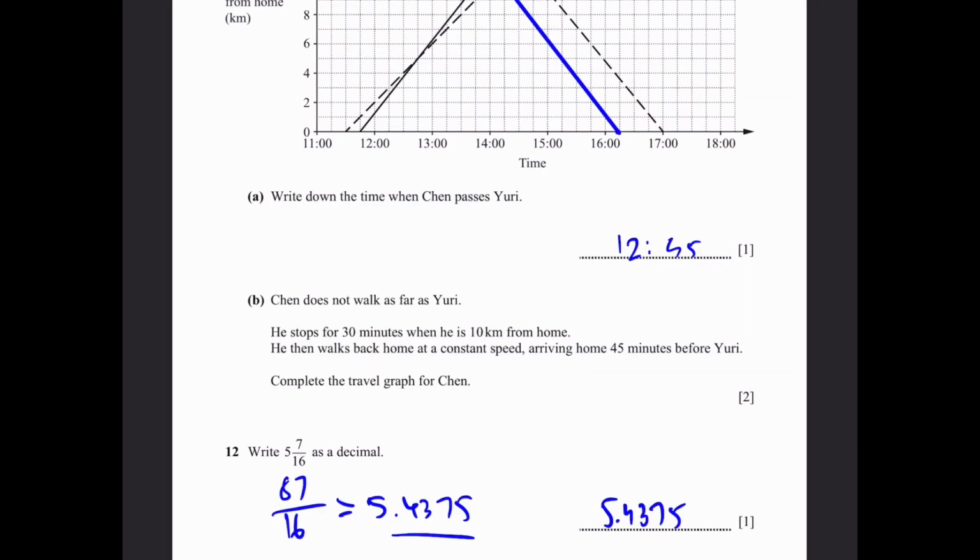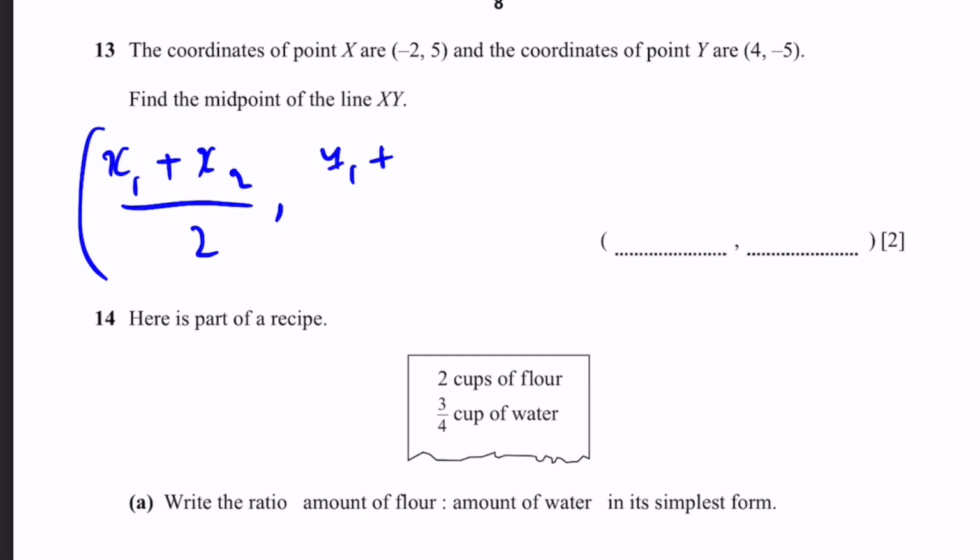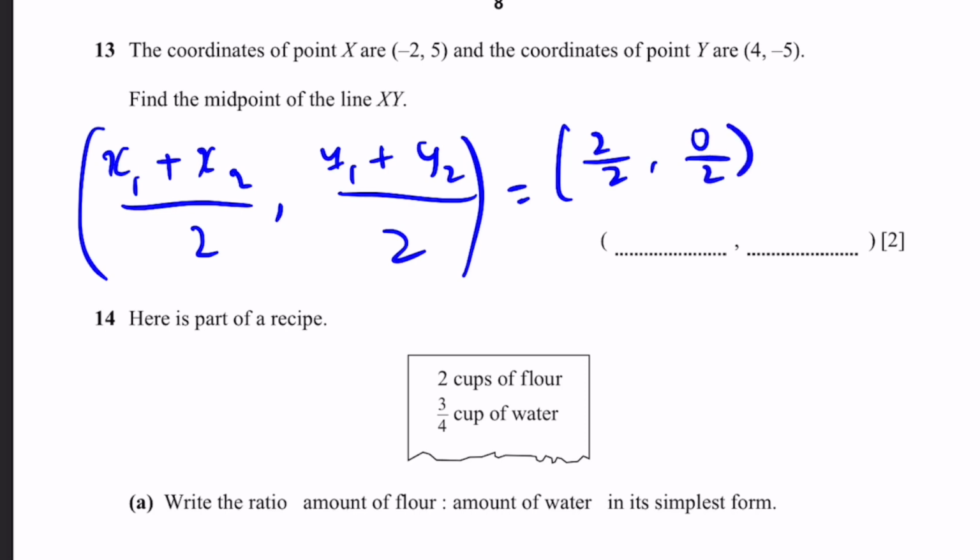Now let's go to question 13. The coordinates of point X are (-2, 5), and the coordinates of point Y are (4, -5). Find the midpoint of the line XY. So that'll be equal to (x1 plus x2) over 2, that's the x coordinate of the midpoint, comma, (y1 plus y2) over 2. And we can just write that: minus 2 plus 4, which is 2, over 2, comma, minus 5 plus 5, 0, over 2. (1, 0) is the answer.